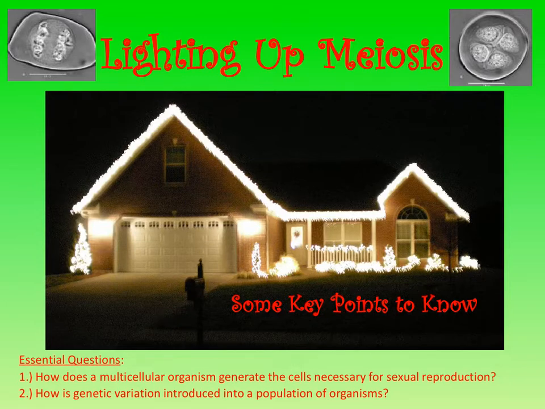But meiosis is the way that our body can create cells that we need for sexual reproduction. And ultimately, what we're going for there is cells that only have half of our genetic complement. So let's take a look at what we need to know for AP.